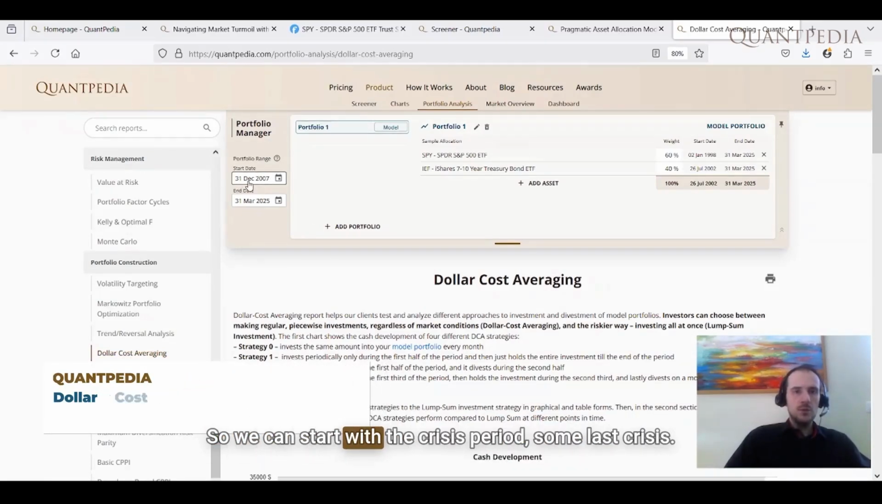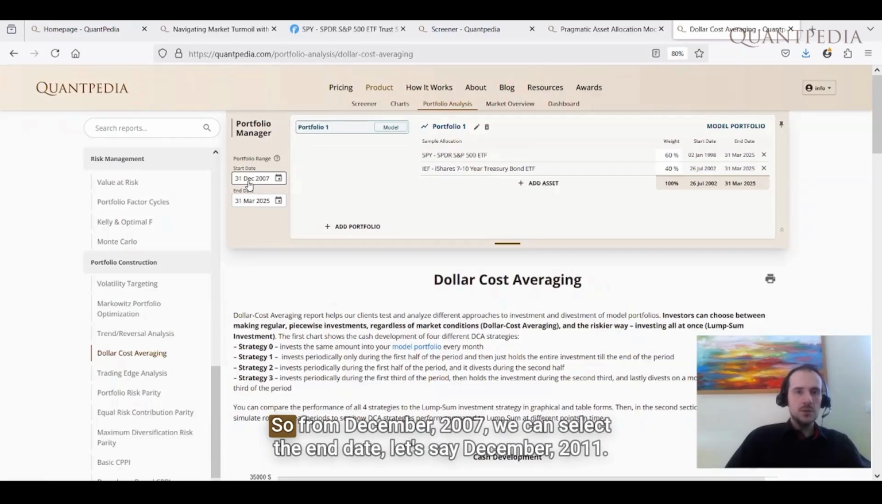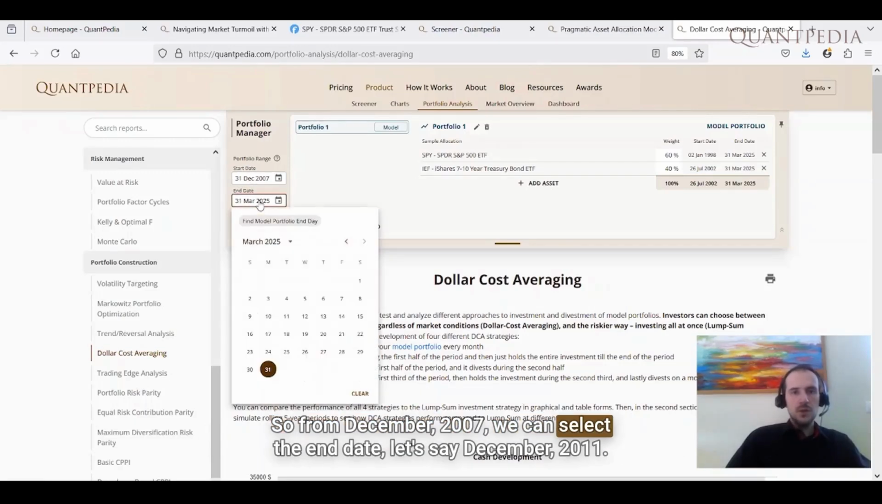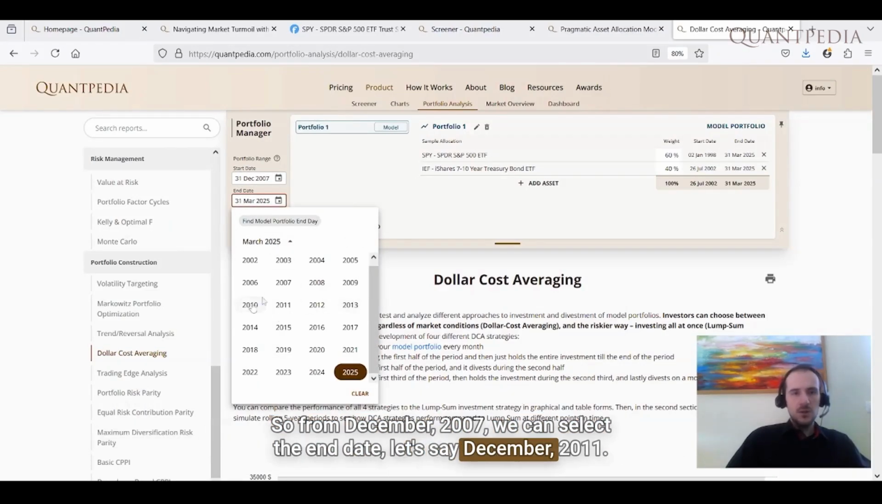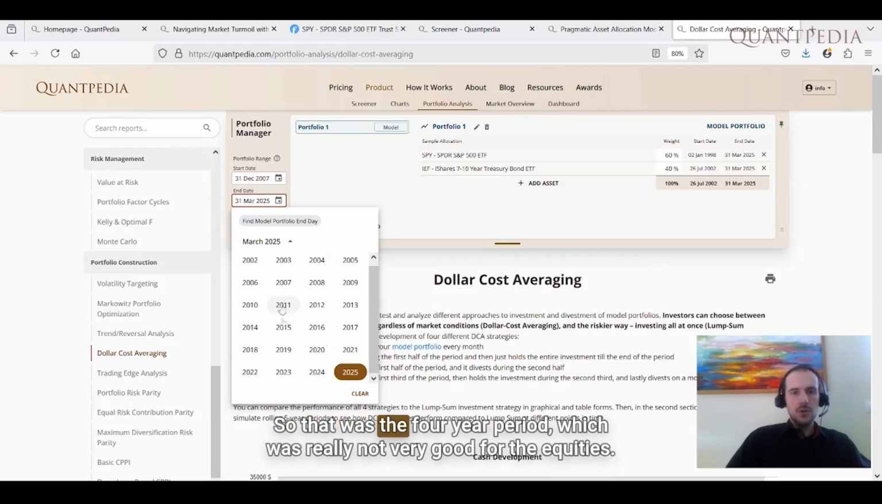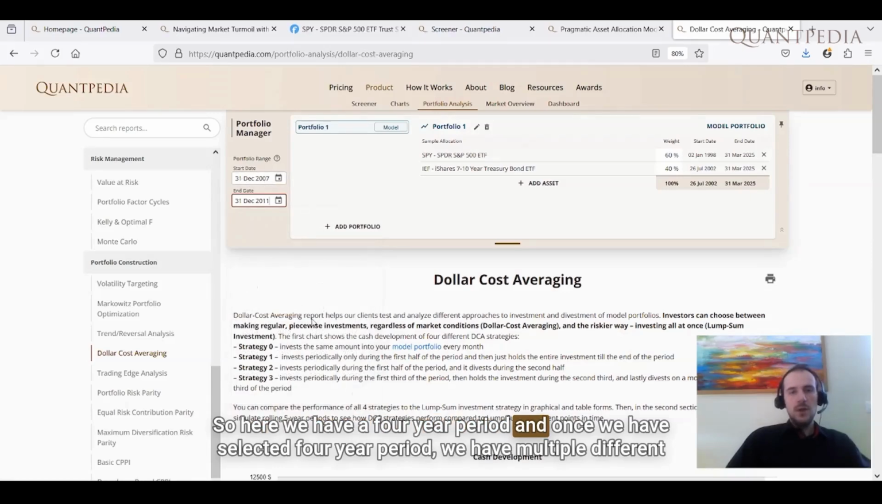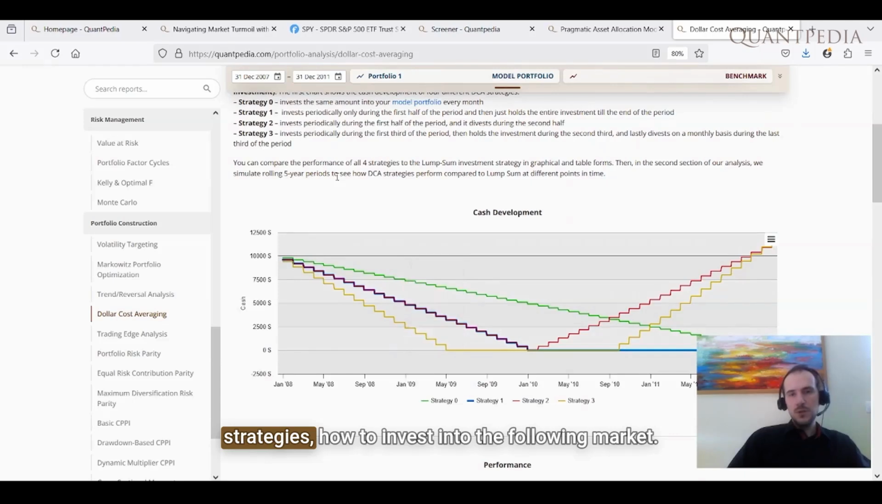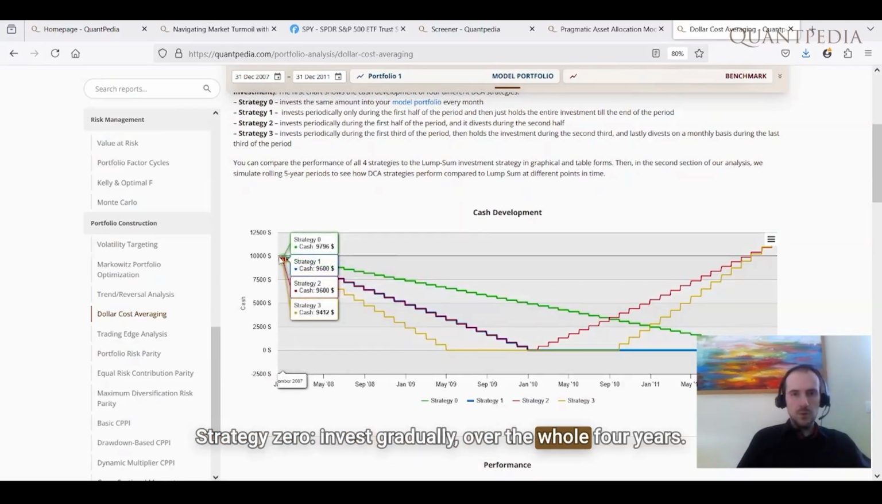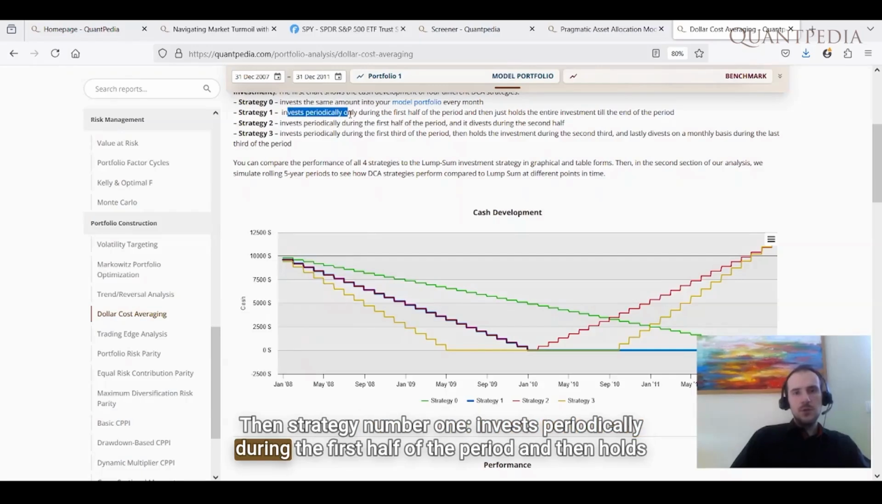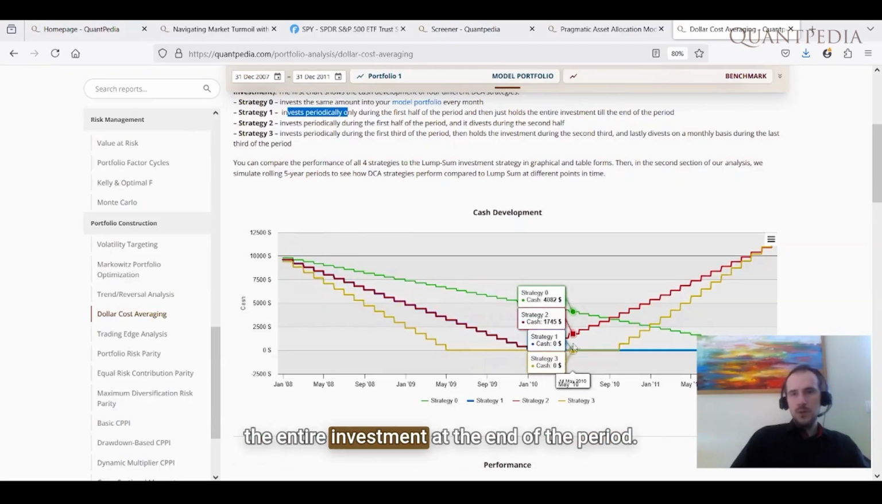For something like that, we can select some crisis period. We can start with the last crisis, from December 2007, and select the end date, let's say December 2011. That was a 4-year period which was really not very good for equities. Once we have selected the 4-year period, we have multiple strategies for how to invest into the falling market. Strategy 0: invest gradually over the whole 4 years. Strategy number 1: invest periodically during the first half of the period, and then hold the entire investment to the end of the period.